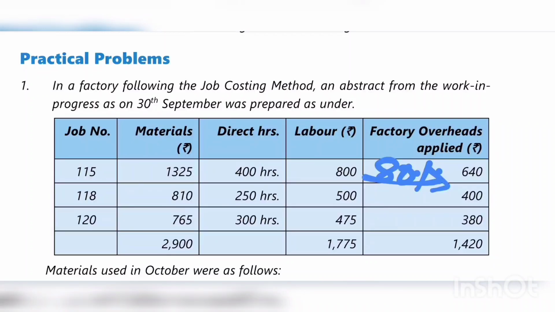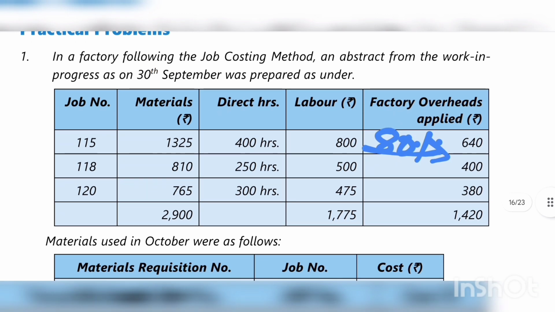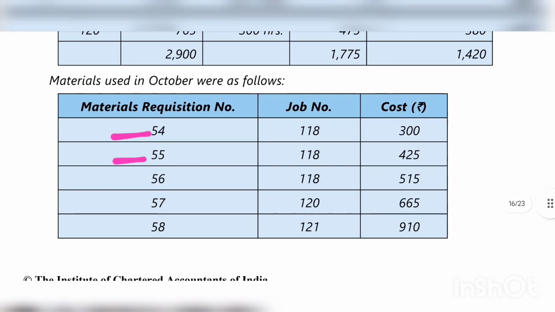It's practical problem number 1 from job costing. In a factory, following the job cost method, an abstract from the work in progress as on 30th September was prepared as under. They are given the September month's figures, that is 3 job costs: material, direct labor hours worked and labor cost, and factory overheads applied, and then material issued in October.